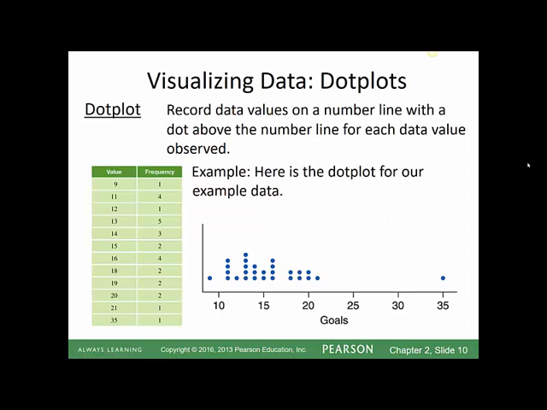So the first graph that we're going to look at is a dot plot. A dot plot is a graph that records the data values on a number line with a dot above the number line for each data value observed, right? So for every data value that we have, there's going to be one dot. Every single value from our raw data is listed here with a dot.